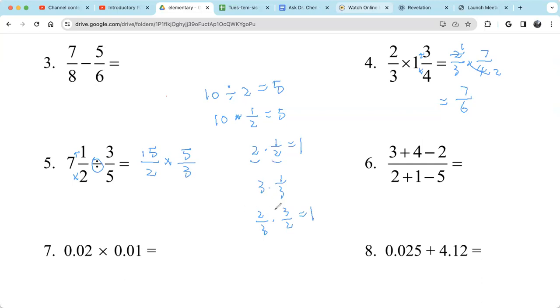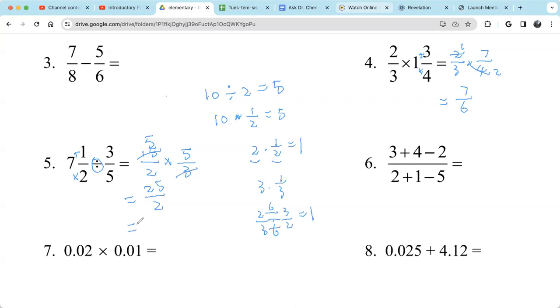Why is that? You see this case, the numerator multiplies, we get 6. The denominator multiplies, we get 6. 6 over 6 indeed is 1. Okay, so now we can simplify 3 with 15, right? 3 goes into 15 5 times. Now the numerator will have 5 times 5, which is 25. Denominator will have 2 times 1, which is just 2.